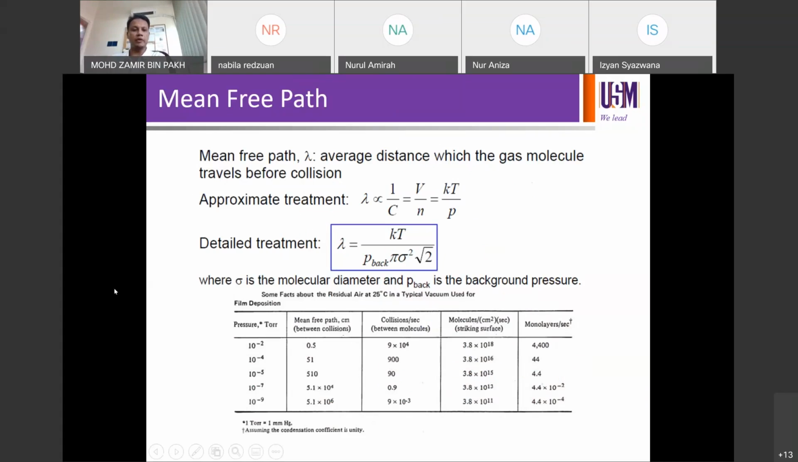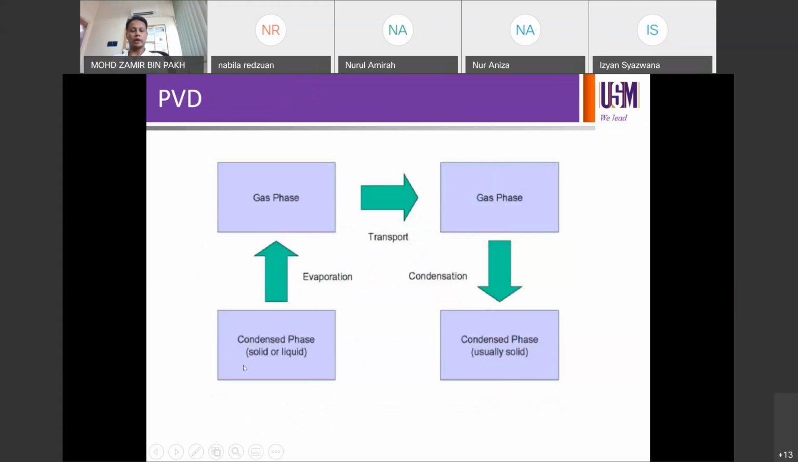So mean free path, we discussed a little bit yesterday, mean free path, what we call lambda. So it's actually an average distance which the gas molecule travels before collision. So we have discussed yesterday about this flow, right? Where you have your solid source. Say if you want to evaporate aluminium as your metal contact, you normally cut the aluminium wires into small chunks or small pieces so that you increase the surface area for evaporation.